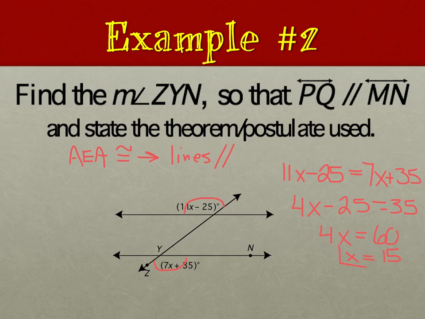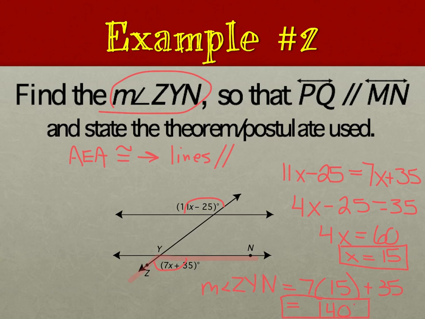All right, so a lot of times in geometry, we find x, but that's not the end-all be-all. We have to go back and find what we wanted, what we were asked to find. We were asked to find the measure of angle ZYN. So ZYN is this angle right here. So it's 7x, x is 15, plus 35. So what I get as an answer is 105 plus 35. That gives me 140 degrees. And that is my final answer.